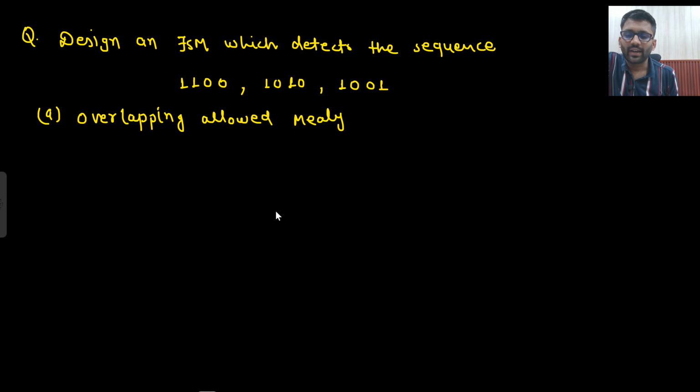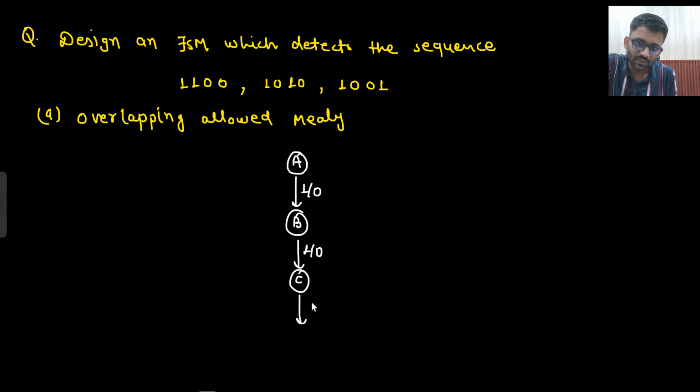So let's see this example. First we are looking at overlapping allowed. We need to detect 1100, 1010 and 1001. I will start from a random state, state A. First I will look at 1100. I need to detect 1100. For that, if the applied input is 1, I will go to state B. If the applied input is 1, I will go to state C. If the applied input is 0, I will go to state D.